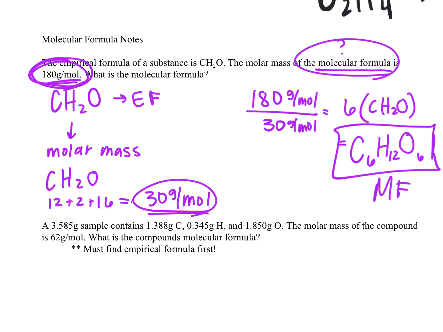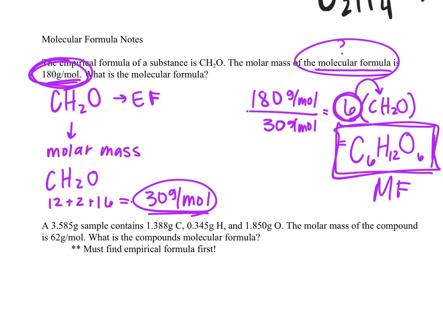Okay, I'm looking at how much larger my unknown is compared to my empirical formula. The empirical formula was given to us in this problem. For my molecular formula, my unknown compound, we knew its molar mass, so we were able to compare and find that ratio. I do my division. I always take the bigger one divided by the smaller. That tells me how much larger it is. I take that times my empirical formula to get my molecular formula.